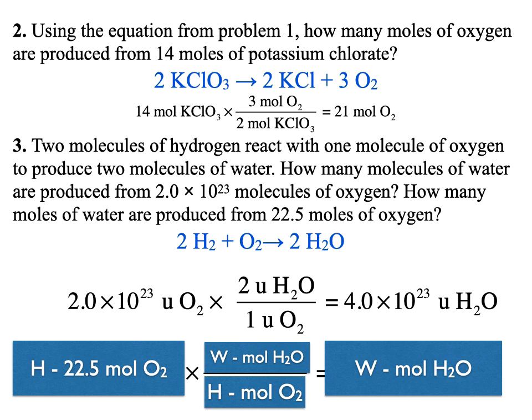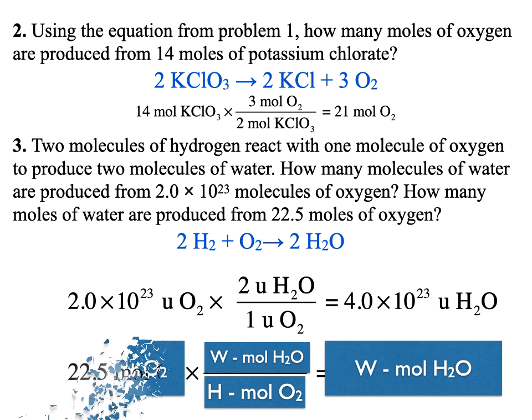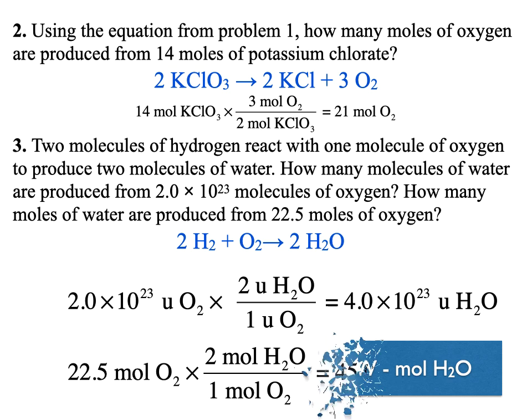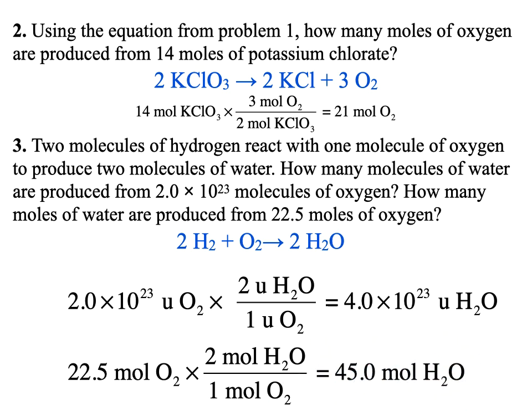The second part, this time I want to go from moles to moles. So now I'm not going to look at the coefficients as molecules. I'm going to look at them once again as moles. So I'm going to start with my 22.5 moles of oxygen. I'm going to put 1 mole of oxygen on the bottom, so the units cancel, and 2 moles of water on the top. So the conversion factor is the same. It's just one is particles and the other is moles. So 22.5 times 2 is 45.0. Now notice in this one, I start with 3 significant digits, so I end with 3 significant digits.